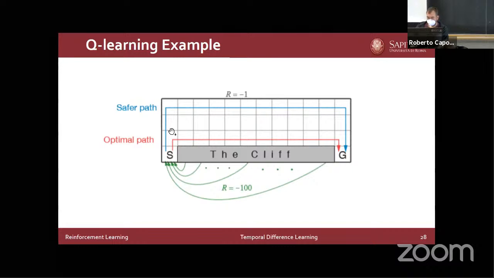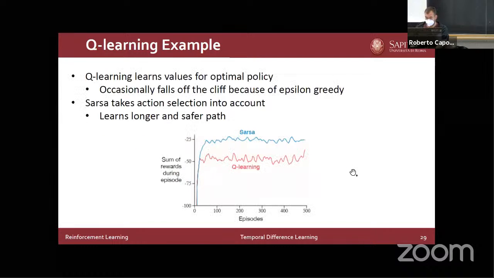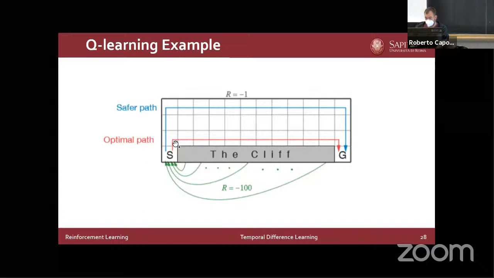If you're doing SARSA, you probably will learn something like this, which is a safer path, because you're taking action selection into account. Given that the environment is stochastic, if you fall in the cliff, you want to stay away from the cliff. Q-learning instead just cares about the optimal action, so it will just go the short way, because that's the optimal thing to do in practice.